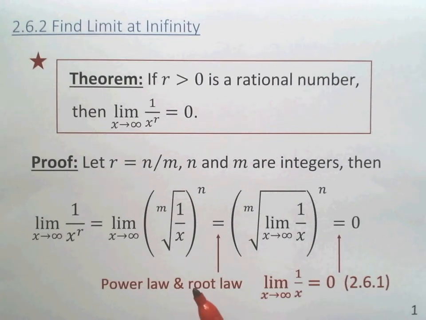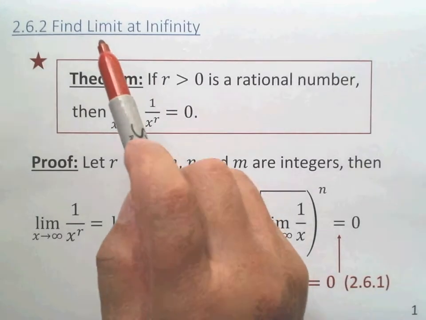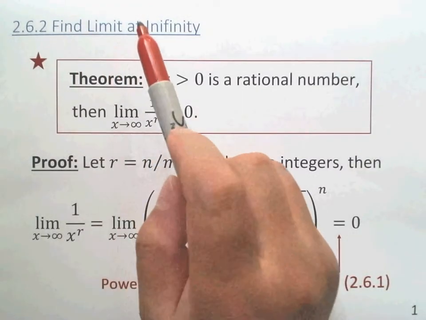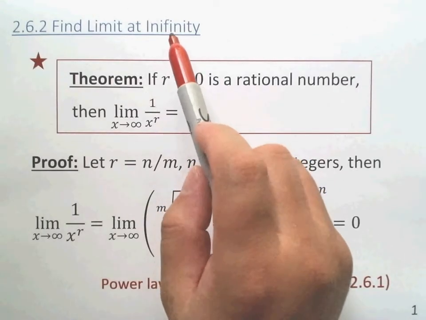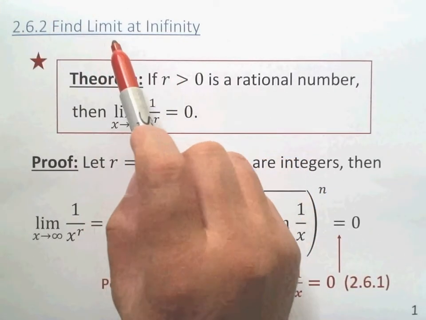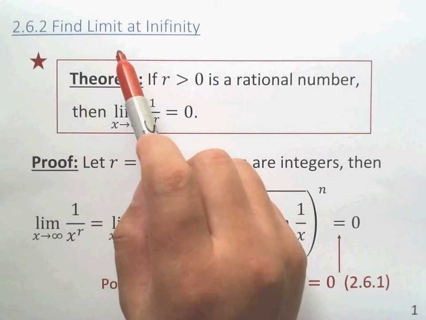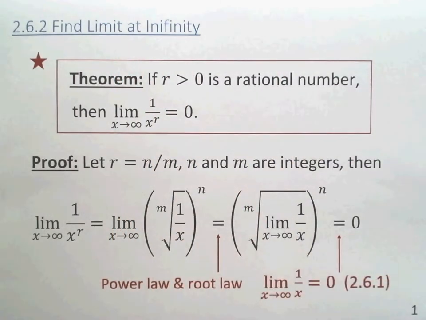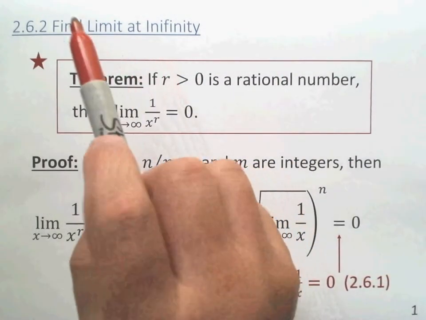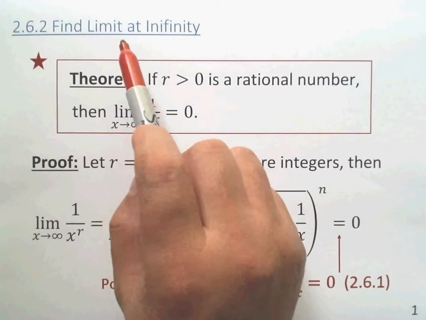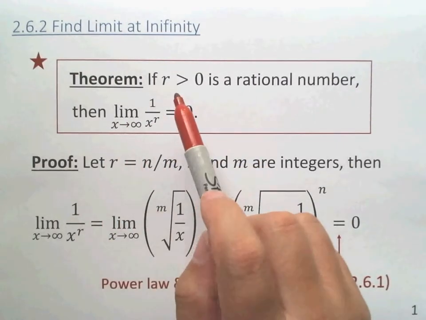In the last lecture we defined the limit at infinity, right? And we know how to guess or estimate the limits using a table. In this lecture, we're going to find the exact limit. Okay, so this is important. We will find the exact limit at infinity.